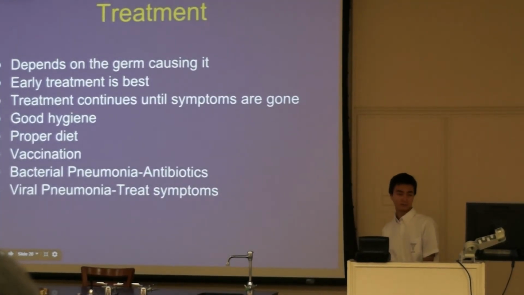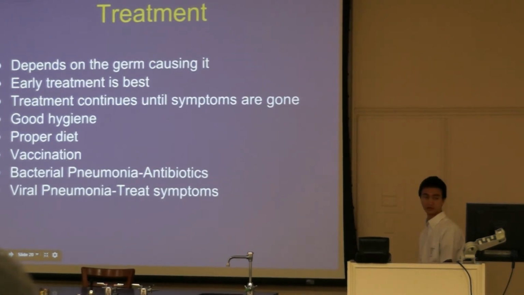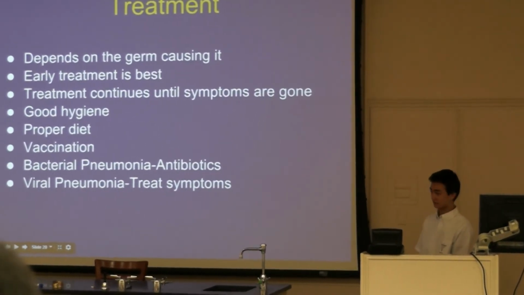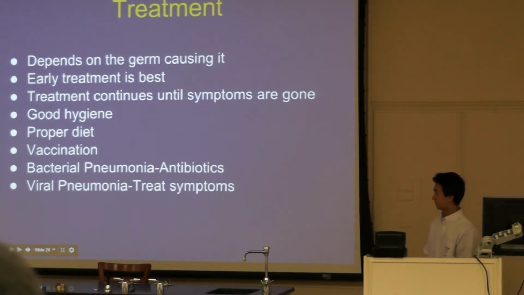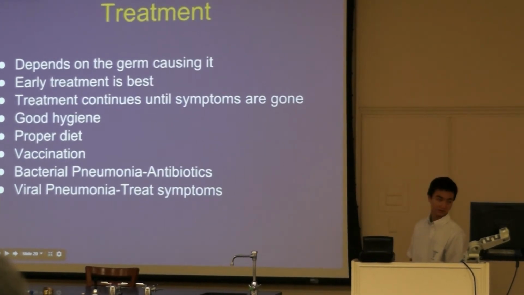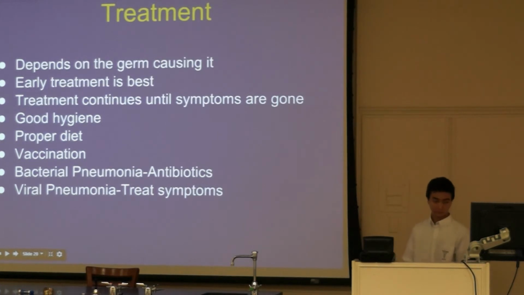Treatment. The treatment depends on the germ that's causing it, and the earliest treatment is best. So when you see any symptoms of pneumonia, you should get checked out. The treatment continues until all the symptoms are gone. A patient should always have good hygiene, a proper diet, and get their vaccinations. For bacterial pneumonia, antibiotics are usually used to kill the germs. For viral pneumonia, you should just treat the symptoms like the cough and the headache.